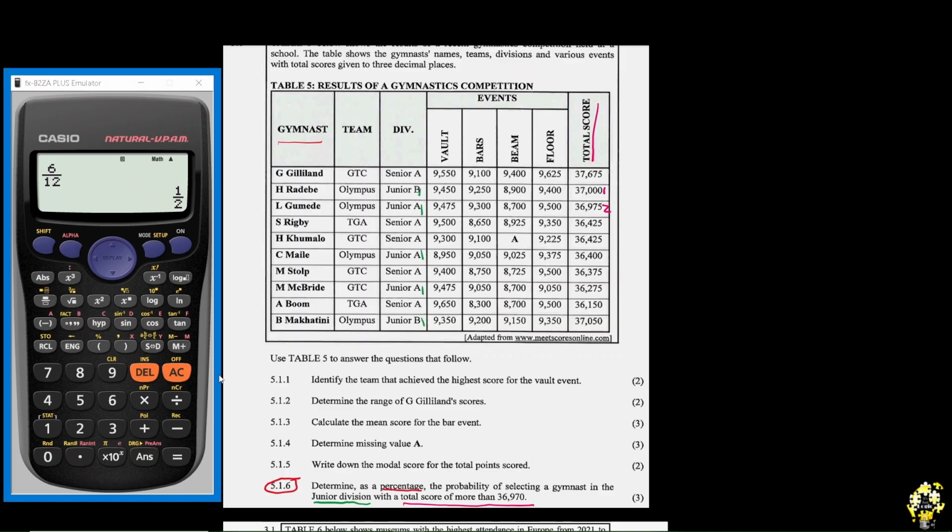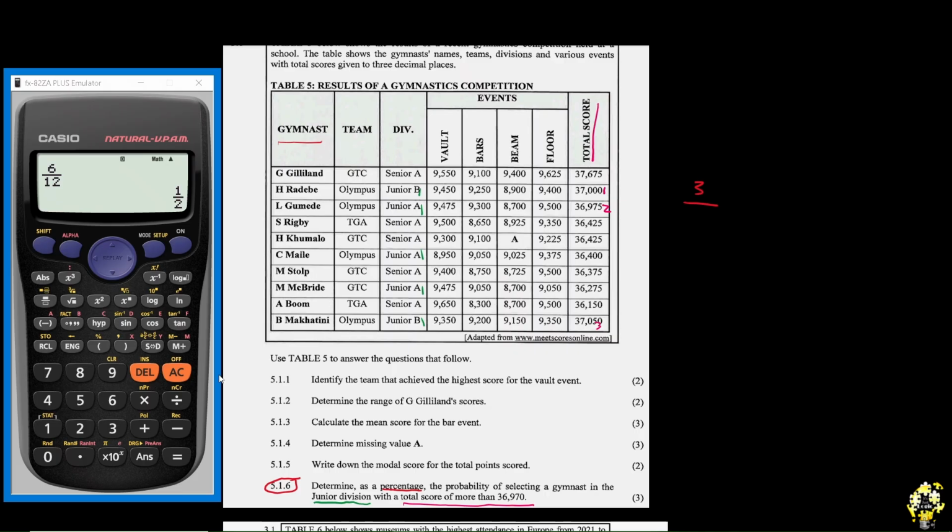Since this one is a nope, this one is not a junior. This one is a junior. 36.400. It's a junior. Is it more than? No, it's not. It's below. Therefore, we don't count it. This one is a senior. This one is a junior. Is it more than? No, it's not. We don't count it. This one is a senior. This one is a junior. Is it more than 36.970? Yes, it is. This becomes our number three. And now we already know that what is favorable or what is possible, it's 3.